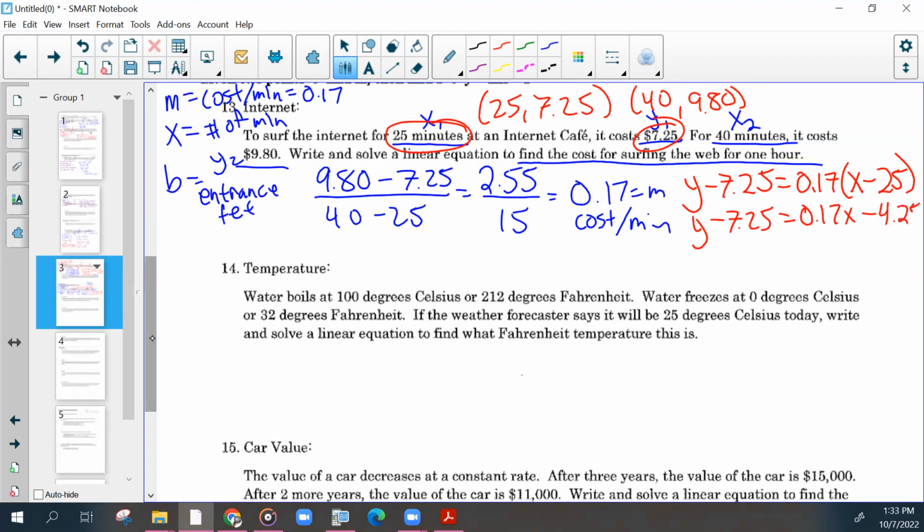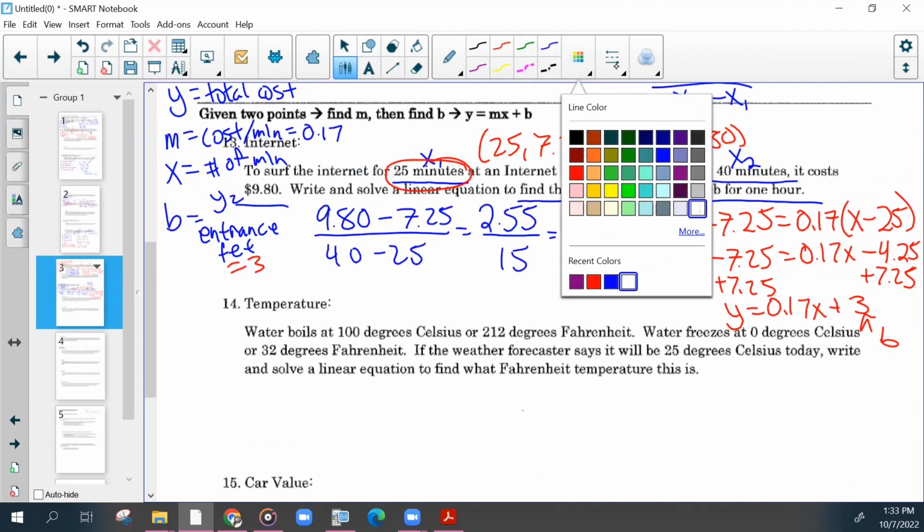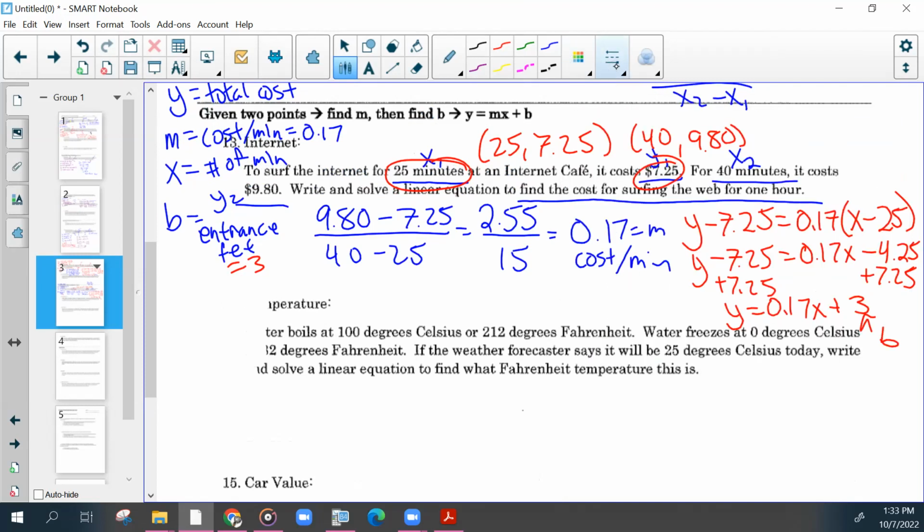And then add 7.25 to both sides. Okay, so now we know $3 is the entrance fee. Now we need to know what would be the total cost for surfing the web for 1 hour. So we have new information. Let's do this because I don't really have space. We're just going to wipe out this problem for a second. If you are running out of space, use more paper.